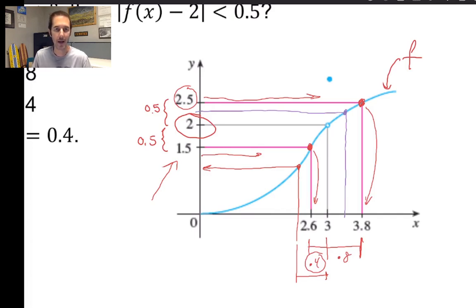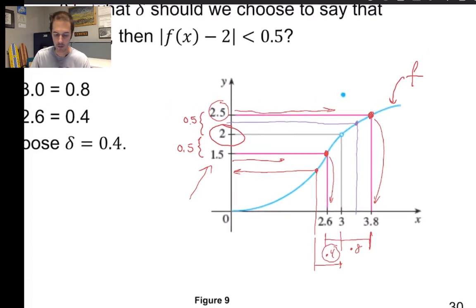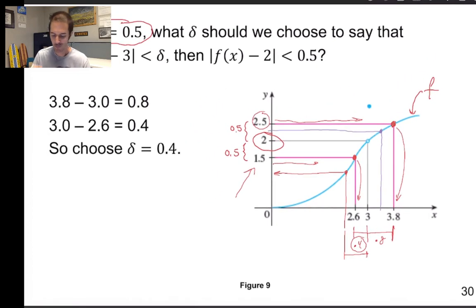We just need to find one horizontal plus or minus amount, in this case 0.4, that keeps us within the vertical constraints, or the y value constraints, of 2 plus or minus 0.5. Yes, we lost some y values, but it's okay. This one value of plus or minus 0.4 in the x direction is going to safely keep us within our constraints in the y direction.